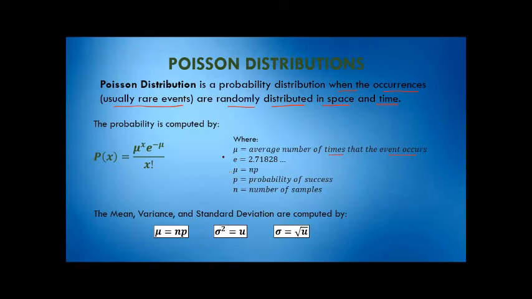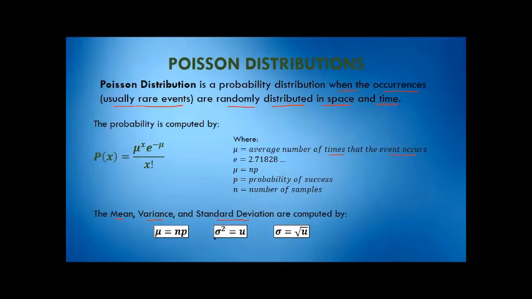And then, the average number of times the event occurs is also equivalent to n times p. So, n is the number of samples. p is the probability of success. So, gagamitin natin yan para ma-compute ang mean, variance, and standard deviation for Poisson distribution.